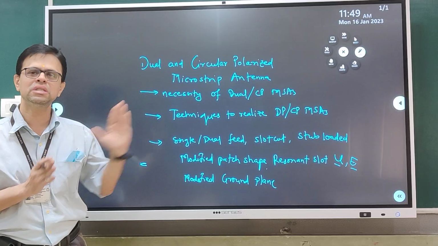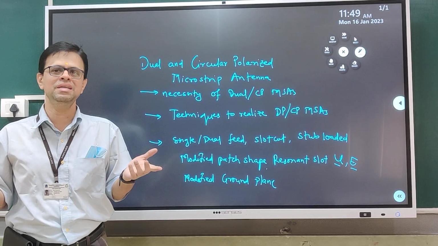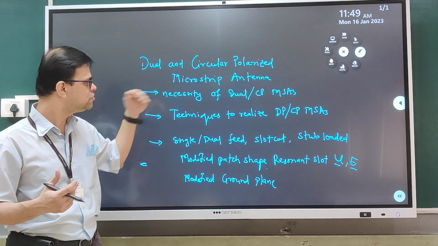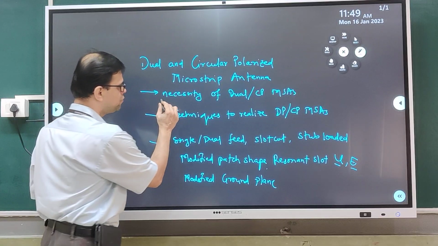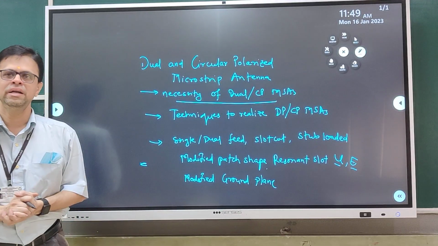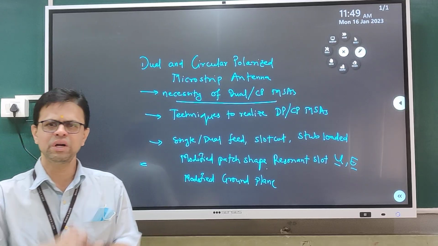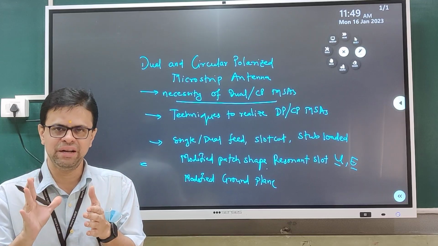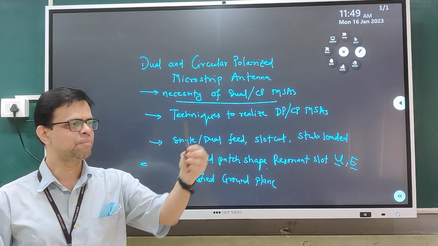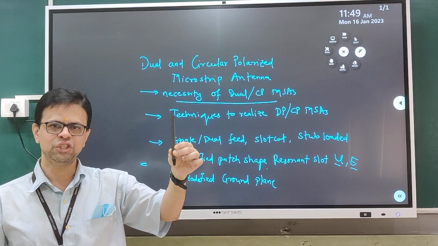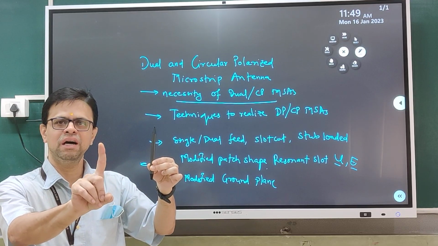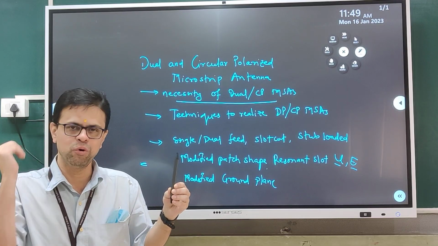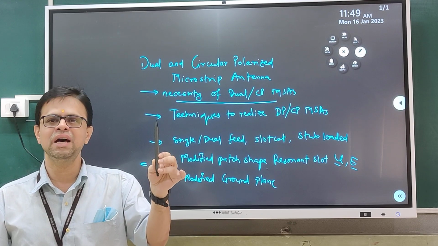Now, before starting with how CP is realized, what exactly is a circular polarization, what is a dual polarization, first we will talk about the necessity of circular and dual polarized microstrip antenna. What is the necessity? Now the thing is, polarization means what? When a signal is transmitted from a transmitter, say suppose my antenna is vertical, naturally the signal which is transmitted from the antenna is going to be vertically polarized or linear polarized. If I use a simple dipole, then the polarization of the antenna remains vertical.